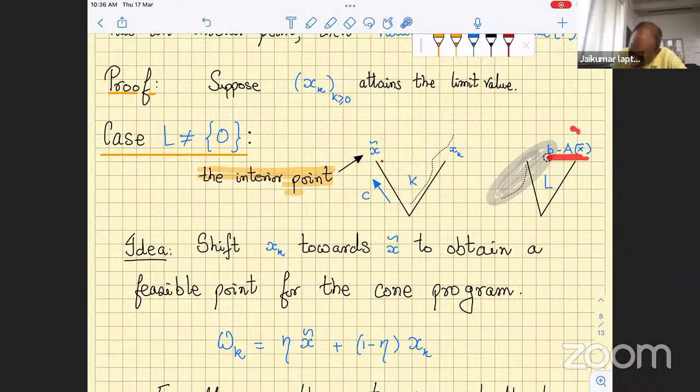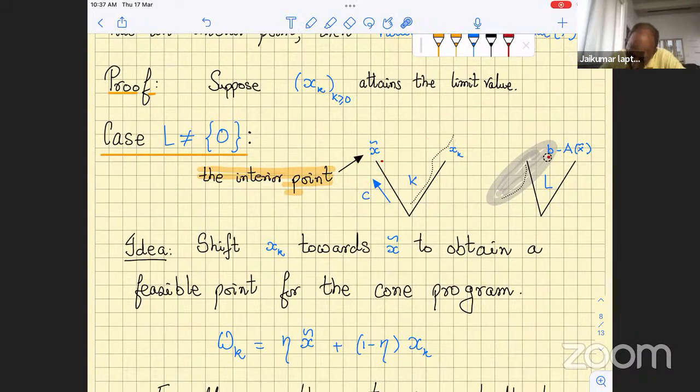B minus AX under this affine transformation, you can call it. But as you move along this, you are coming arbitrarily close to L. And as you are moving this X here, you are achieving a certain value here. And that is the limit value of this cone profile.